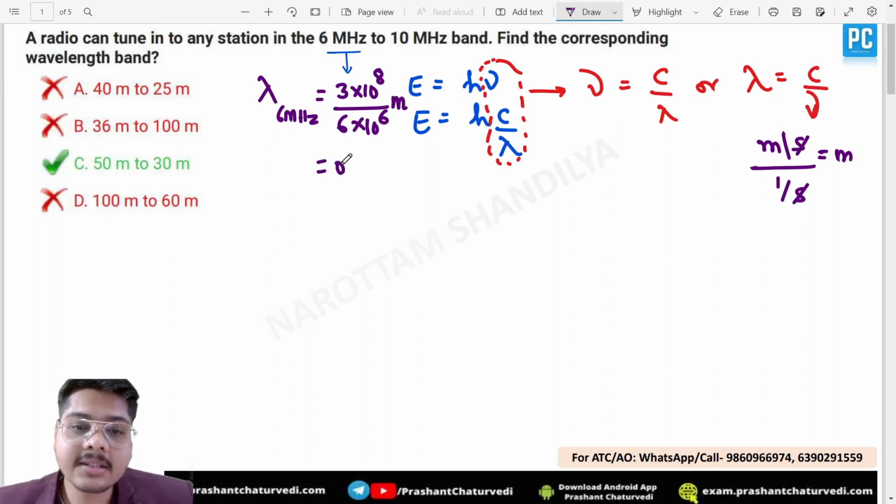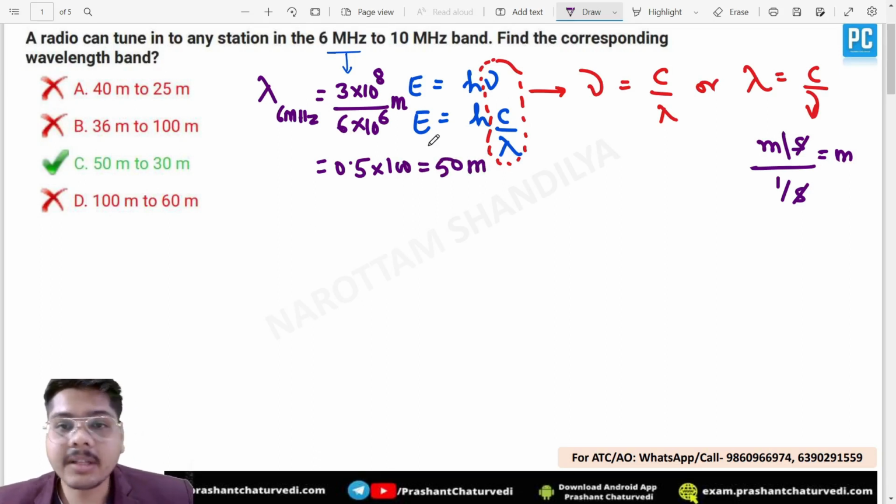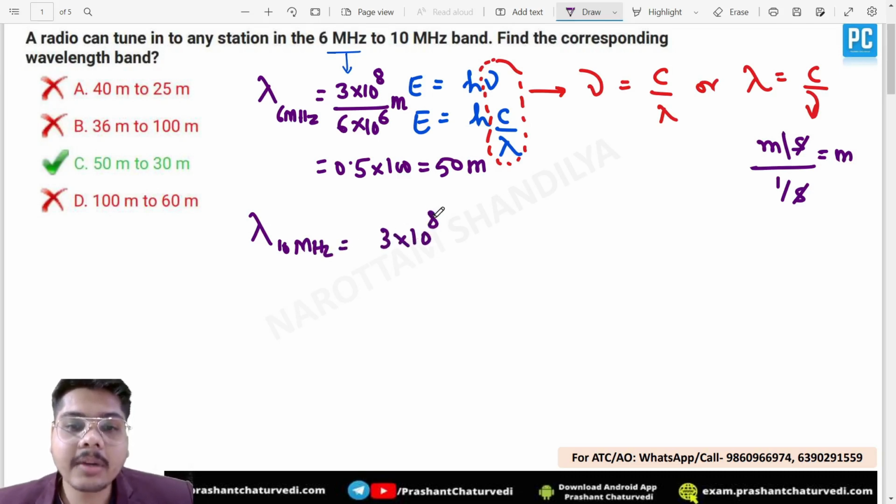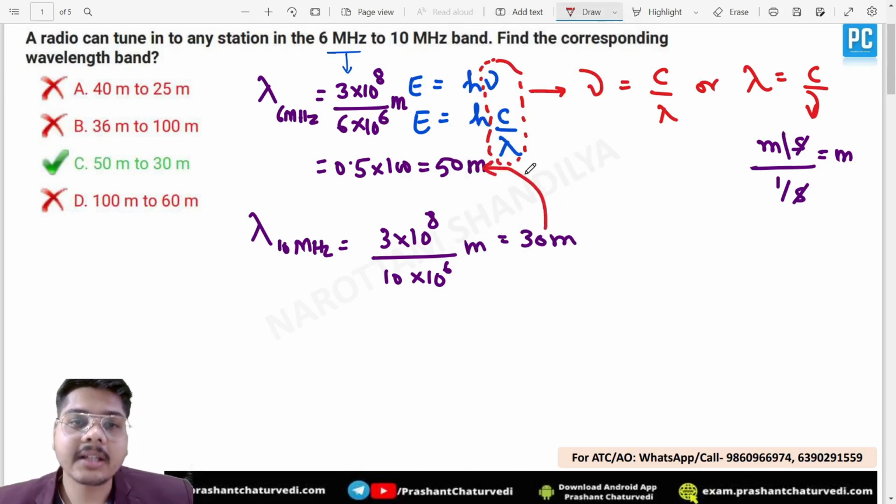3 by 6 is 0.5 into 10 to the power 2, which is 50 meter. So corresponding to 6 megahertz, the wavelength is 50 meter. If I calculate the wavelength corresponding to 10 megahertz, it is 3 into 10 to the power 8 divided by 10 into 10 to the power 6 meters. So it is 0.3 into 100, which is 30 meters. So the range you get is from 30 meter to 50 meter for the given frequency. It was as simple as that.